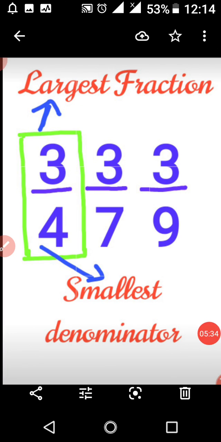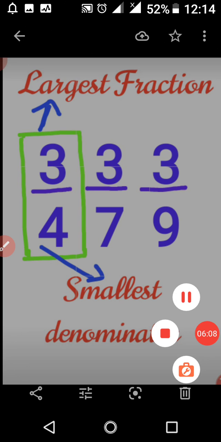See here, 3 by 4, 3 by 7, 3 by 9. As we know, numerators are the same here. We are going to compare denominators. Actually, 4 is the smallest denominator, but 3 by 4 is the largest fraction. So when two or more fractions have the same numerator and different denominators, the fraction with the smaller denominator is the larger one. This is the way to compare unlike fractions which have the same numerators.